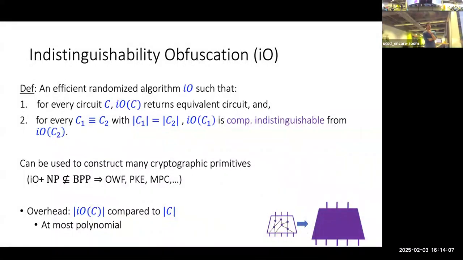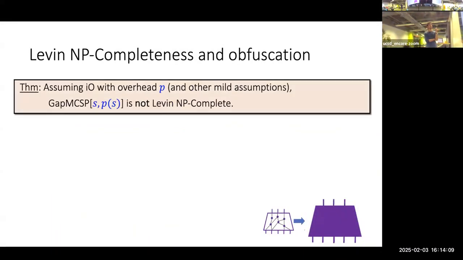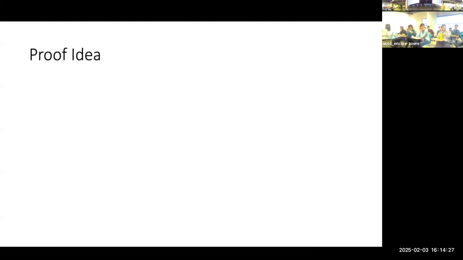So what we showed in this result is that if we have obfuscation with overhead P, with some polynomial overhead, then GapMCSP with the same gap, when the gap is the overhead of the IO, is not Levin easy. Okay, so this is the result. So let me show you the idea behind the proof. And I will say what the assumptions are that we are going to make.